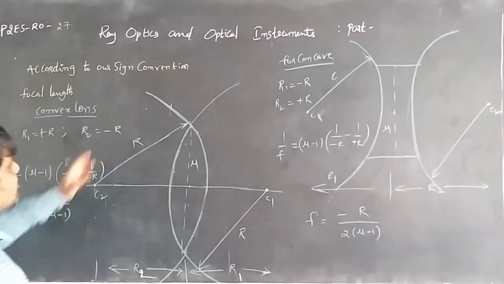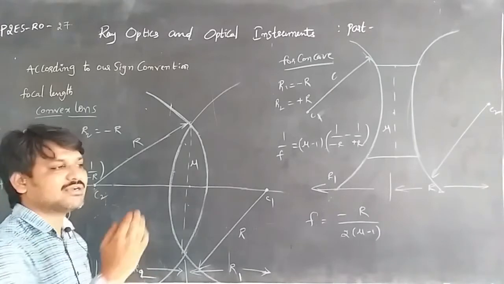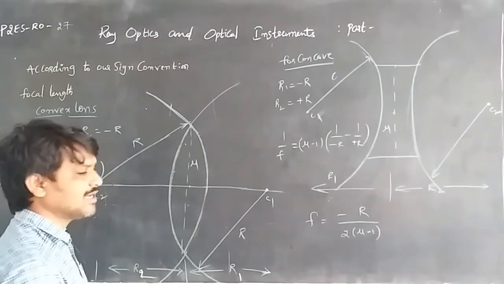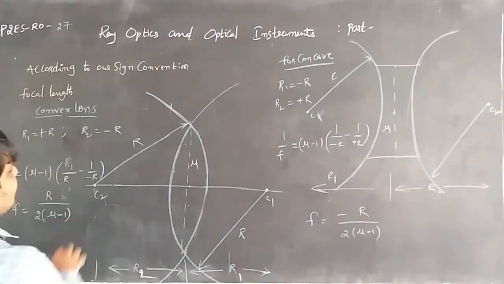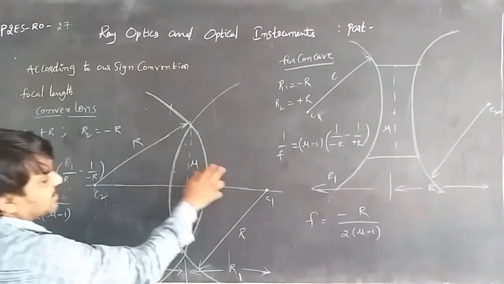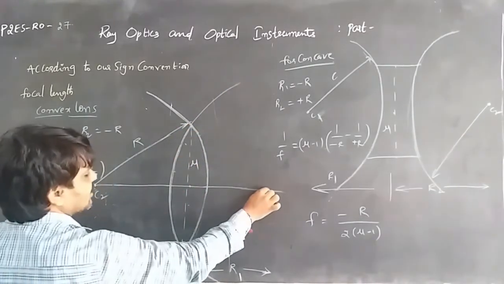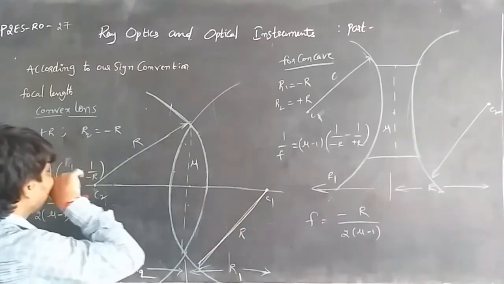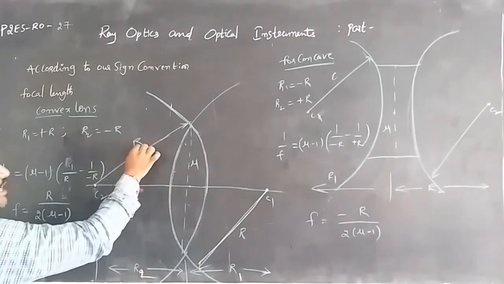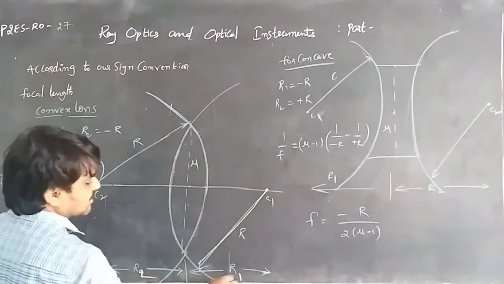According to our sign convention, the direction of the incident ray is taken as positive, and the opposite direction to the incident ray is taken as negative. Now for the convex lens, when the light ray is incident, here the equiconvex lens has equal radii, R. This is the first surface, so this is C1, the center of the first one, with radius R. Here is the second surface, with center C2 and also the same radius R. The first radius is R1 and the second radius is R2.